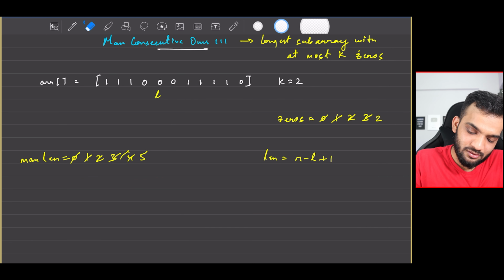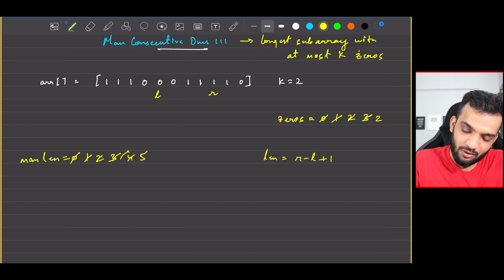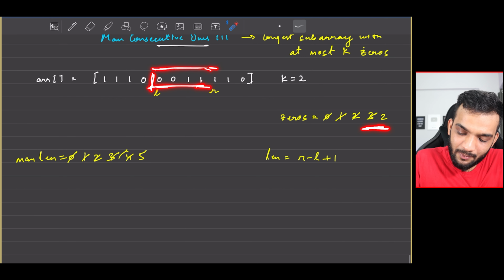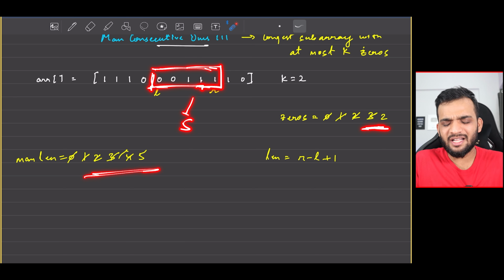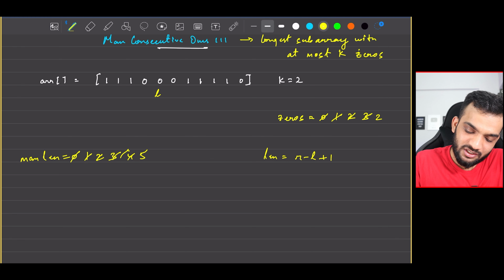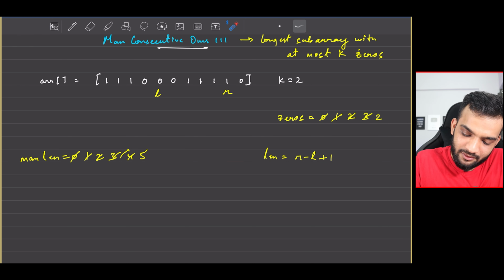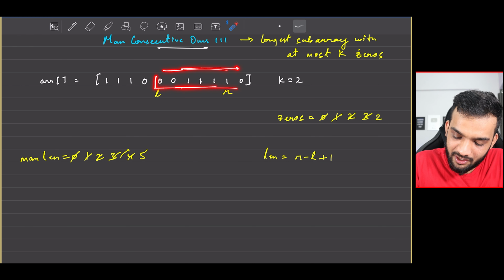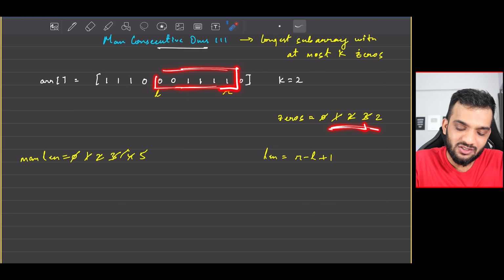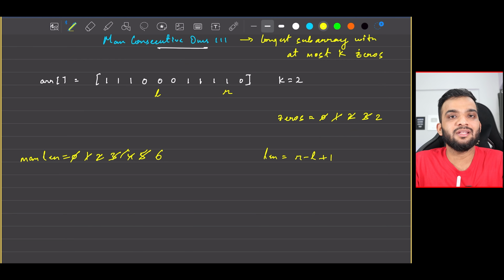So I'll move again R. So when I move R to here, what is the number of zeros? 2. What is the length that I'm considering? 5. And that's not greater than max length. So I'll not be updating it. Perfect. Let's move R again. So this time when I move R, this is the subarray that I'm considering. And the number of zeros are still 2. What is the length? 6. So I will be updating the length.